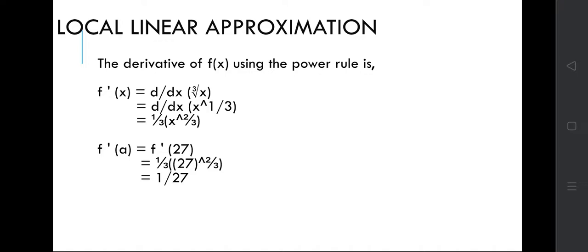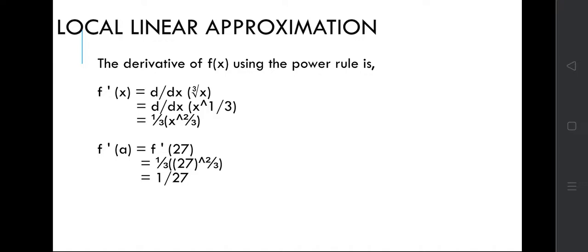So, the derivative of f of x is equal to d over dx multiplied by the cube root of x. Apply natin yung power rule after natin ma-rewrite into x raised to 1/3. So ang magiging derivative na ng function is f prime of x is equal to 1/3 multiplied by x raised to negative 2/3. Yun na yun.